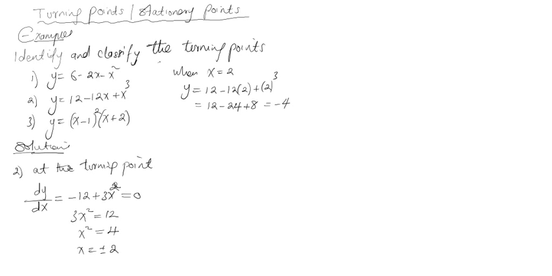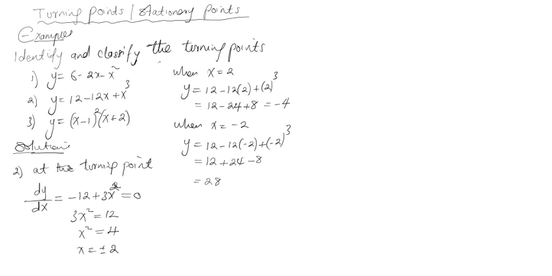When x is equal to negative 2, y becomes what? So this becomes 12 minus 12 into negative 2 plus negative 2 raised to 3. So this is 12 plus 24 and then minus 8. So 12 and 24 gives you 36, minus 8 must be 28.